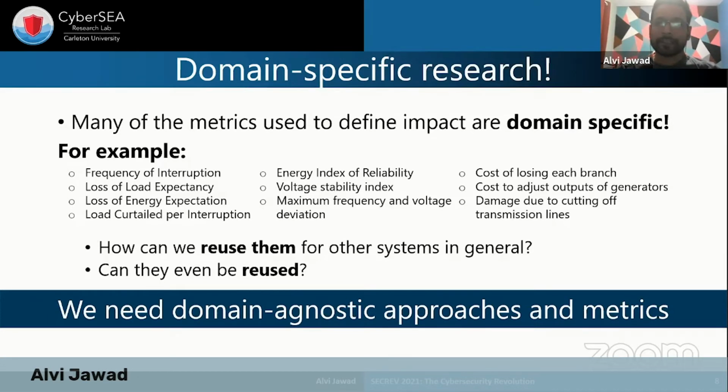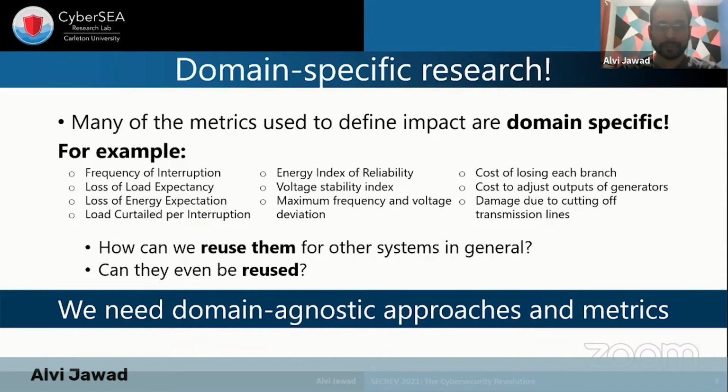We also looked at it and found that there was a lot of domain-specific research going on. So many of the metrics that people use to define impact on the systems are very, very specific to the domain that were considered. So for example, when we're looking at studies on the smart grid, we're looking at the frequency of the interruption, the loss of load expectancy. Some people are looking at the maximum frequency and voltage deviation. Some are looking at the cost of losing each branch. Some people are looking at damage due to cutting off transmission lines.